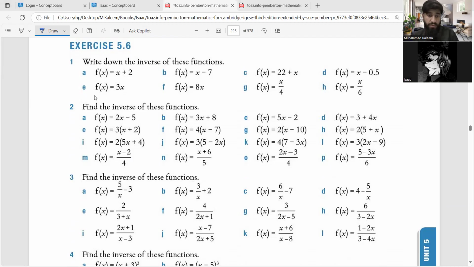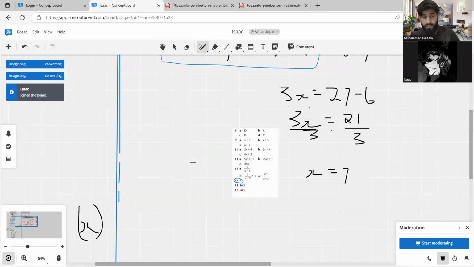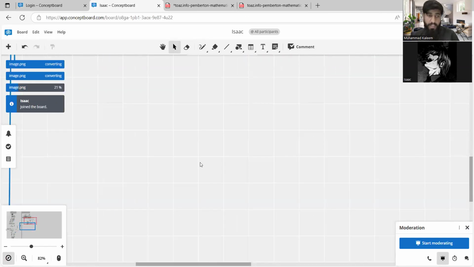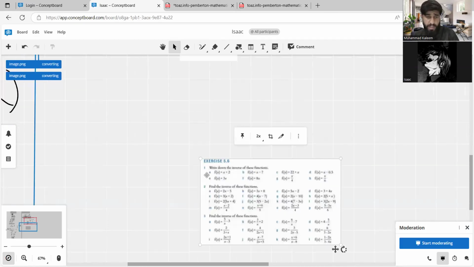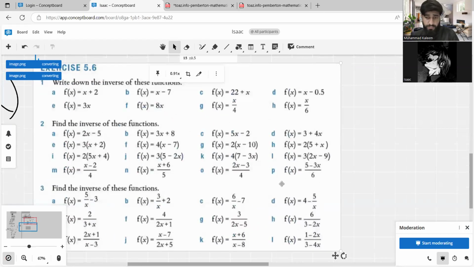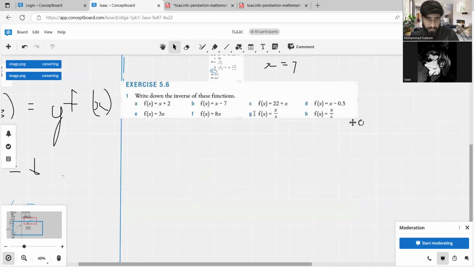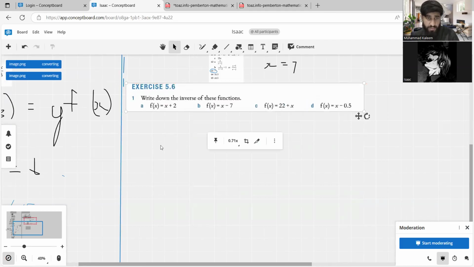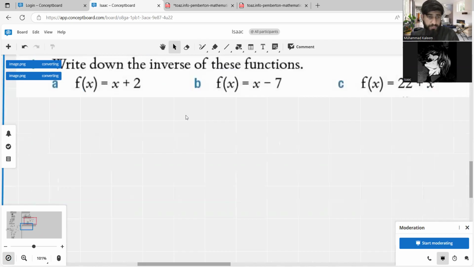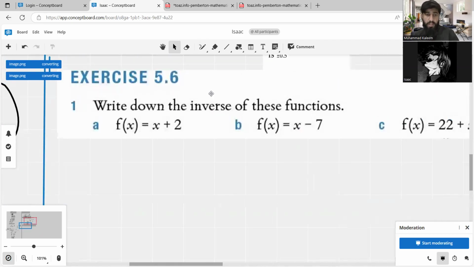We just have to focus on 3 steps. Number 1, replace function with y. Number 2, interchange x and y. Number 3, make y separate, all alone on one side of the equation. Definitely the first questions will be easy. Here we have the A part. I will solve the B part, then you have to solve the A part, okay? In B part, what's the first step?